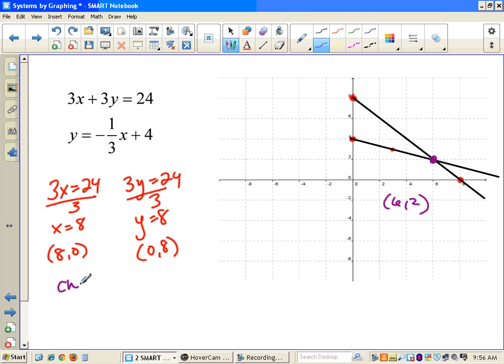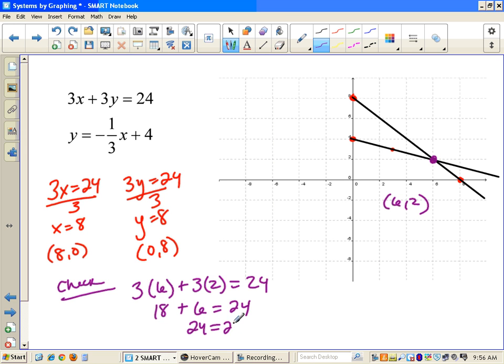And we do want to check our solution. So we can do, is 3 times 6 plus 3 times 2 equal to 24? Well, 3 times 6 is 18. 3 times 2 is 6. That's equal to 24. So that one worked. And the other equation is, is my y equal to negative 1/3 times 6 plus 4? Well, a third of 6 is 2, and it's a negative 1/3, so it's negative 2 plus 4. Negative 2 plus 4 is 2, so that one works as well.